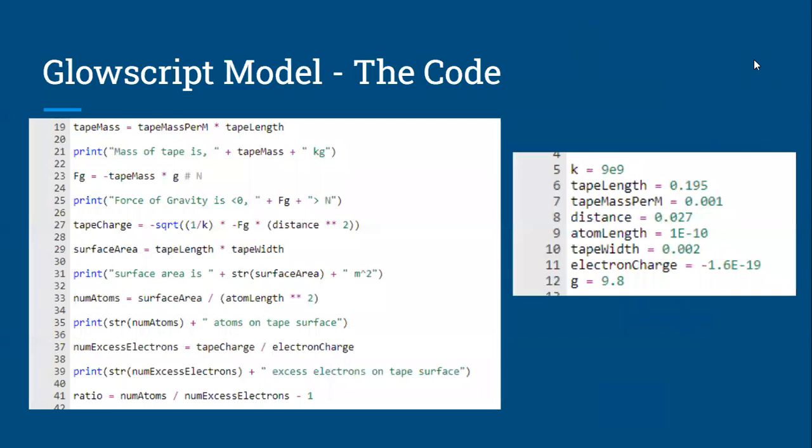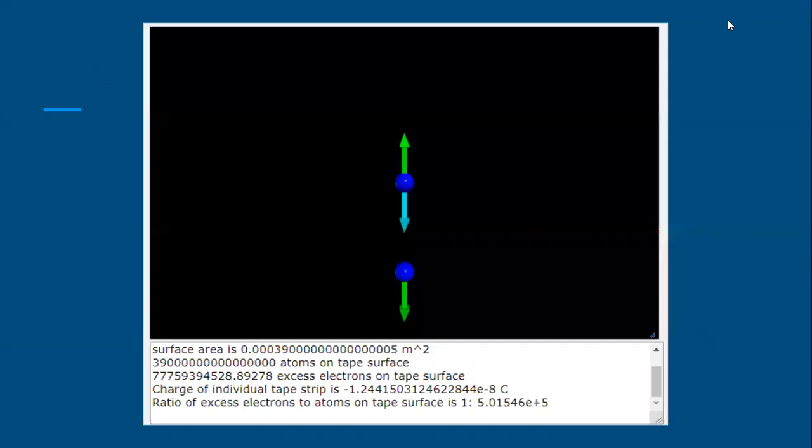So here's what some of my code looked like. You can see on the right, I have some of my constants defined from my problem that I found in my physical model, like the tape length, the mass, etc. And then on the left side, we have all of my formulas. So I found the tape mass, the force of gravity, the tape charge, surface area of the tape, and I also calculated the number of atoms on the tape, the number of excess electrons by dividing the charge by the electron charge, and then also the ratio of the excess electrons to the total number of atoms on the piece of tape.